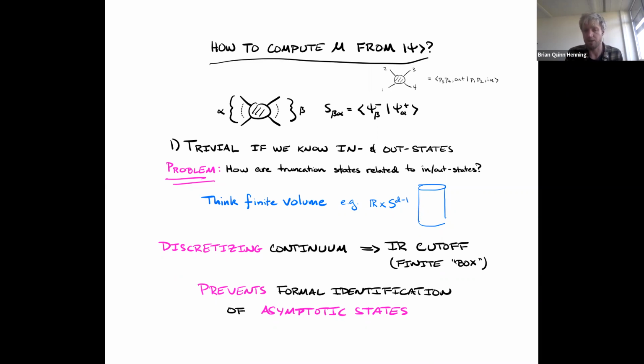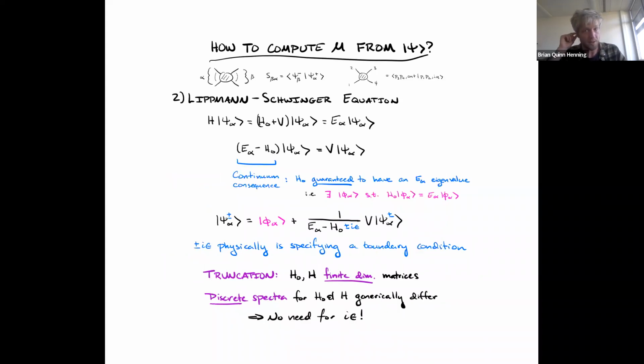Ultimately, and I'll show you on the next slide the way that I like to think about this, this is all due to discretizing the continuum. When you do this, you're going to introduce an IR cutoff in some fashion, and so you're sort of putting the thing in a finite box.